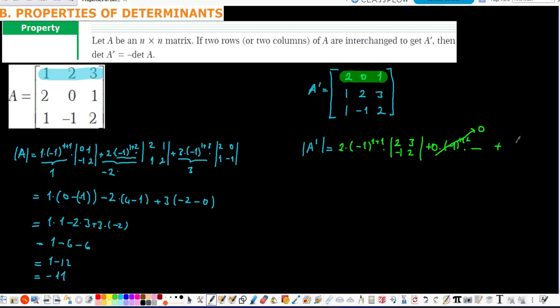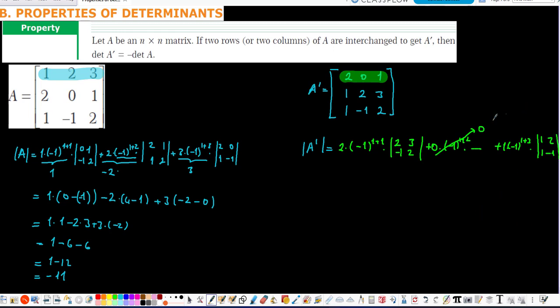Then plus 1 times minus 1 to the power of 1 plus 3. 1 times minus 1 to the power of 1 plus 3 times the minor. Here, when you close first row and third column, the minor is going to be 1, 2, 1 and minus 1, it has to be.